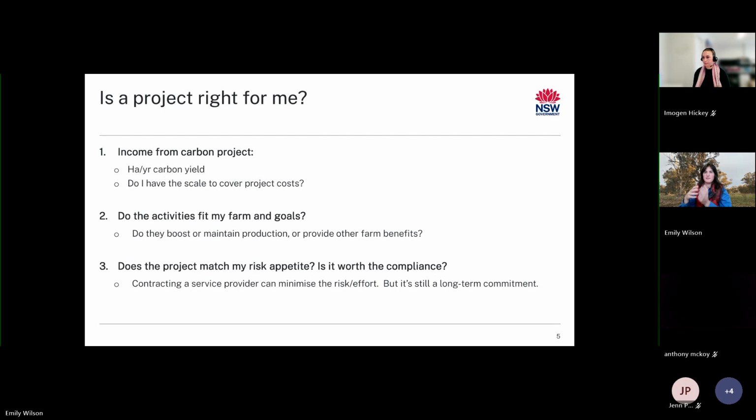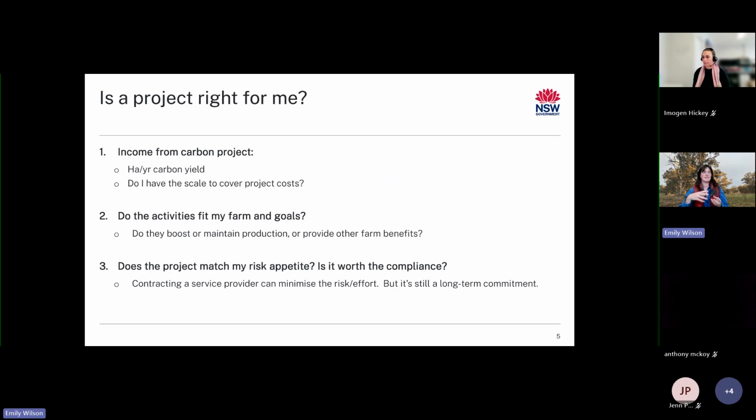So you've worked out that you want to plant trees, or that you want to make a few changes to your agricultural system and your management system, but how do you know whether a project's actually right for you? So firstly, you need to get an indication of whether the project is financially viable.